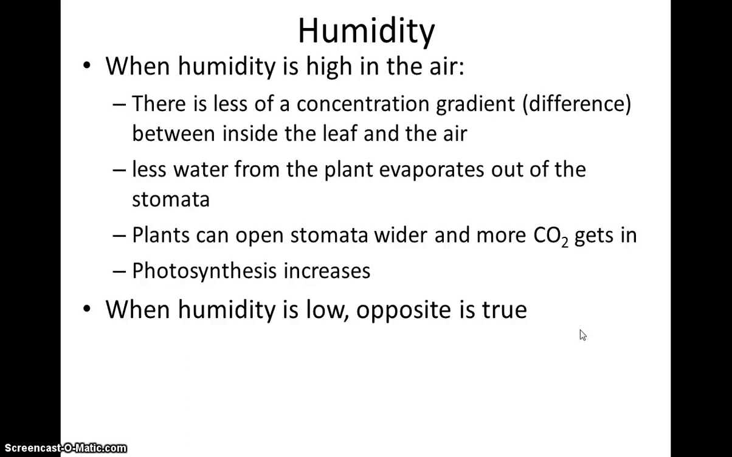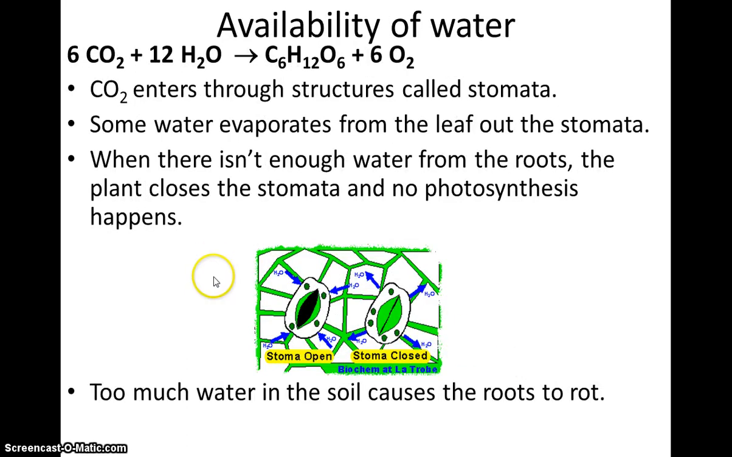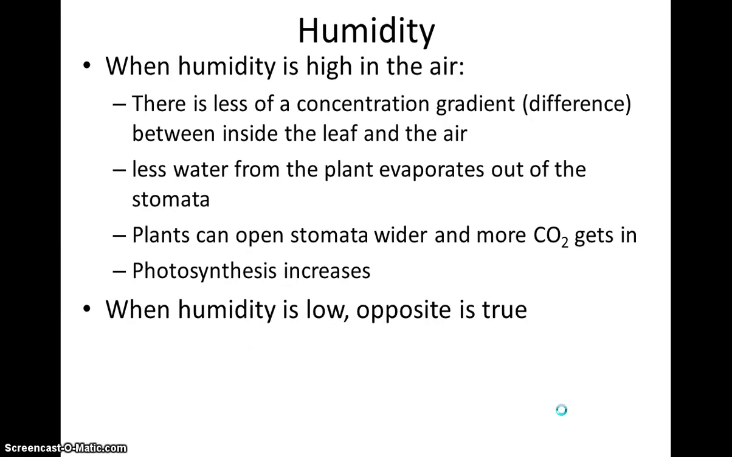And remember that difference, anytime there's a difference between a separated area, that's a concentration gradient. So because there's not a big concentration gradient between the two, the plant isn't going to lose that much water when it opens up its stomata. And this means that less water will escape, and the stomata can actually be opened very wide. This allows more CO2 to get in, and photosynthesis is going to go faster.